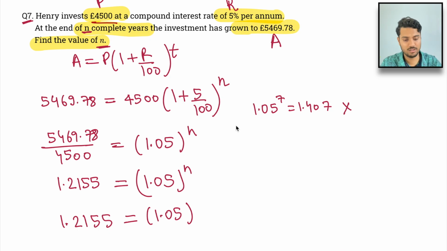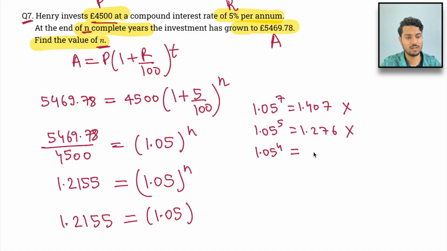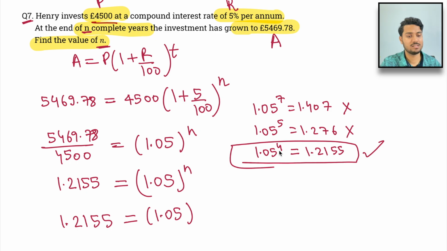Let me check with 5 directly. When I'm doing 1.05 raised to 5, I'm getting 1.276, which we cannot consider. Let's check 4. When I'm doing 1.05 raised to 4, I'm getting 1.2155, exactly the same answer. That means the value of n will be 4.